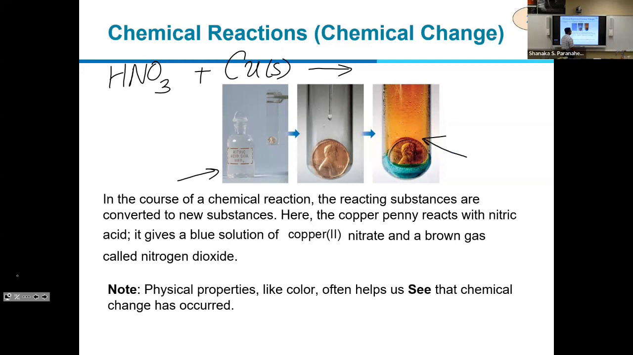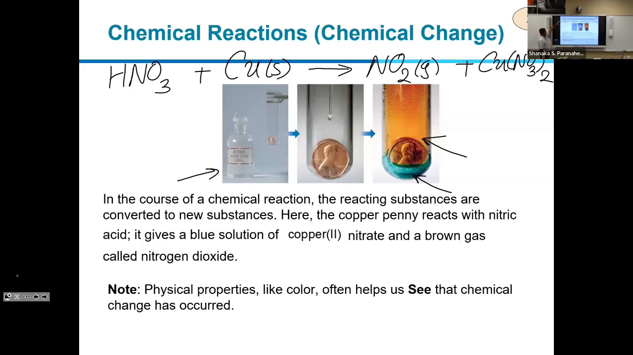You're going to see a new gas with a brown color, and it's NO2. It's a gas. And also you're going to see a different solution in the test tube. That solution has copper nitrate. We will talk about these formulas later, so you don't need to worry about the formulas right now.